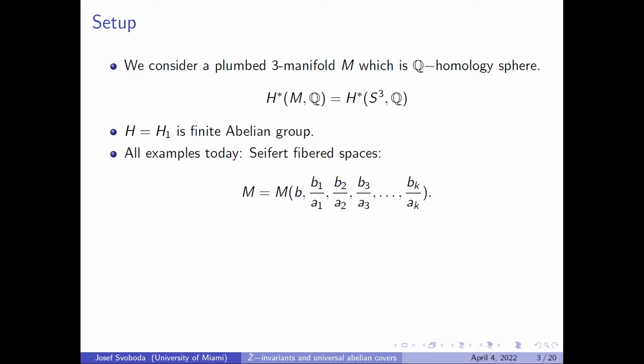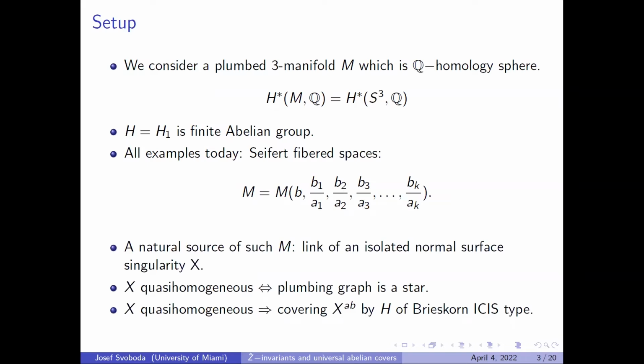Maybe why we care about these manifolds is because they have a natural source, which is an isolated normal surface singularity. So if you have an isolated singularity in a complex surface, then you intersect with a 5-sphere and you will get a nice three manifold close to the singularity. If the singularity is quasi-homogeneous, this is exactly when the plumbing graph is a star, or when this three manifold is Seifert. And also we will consider the covering of X.